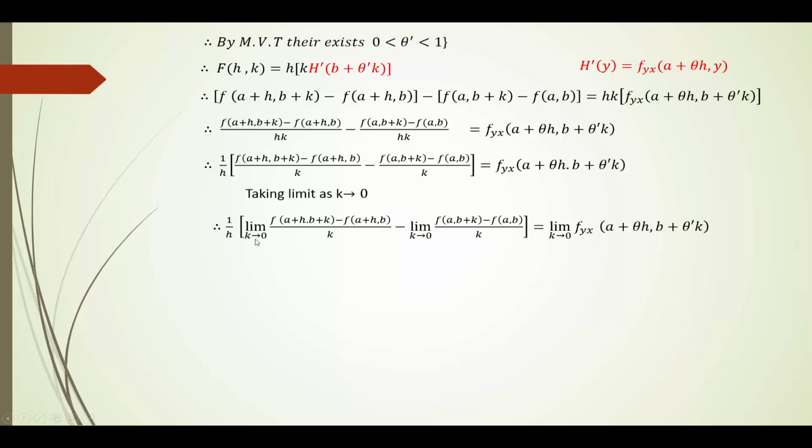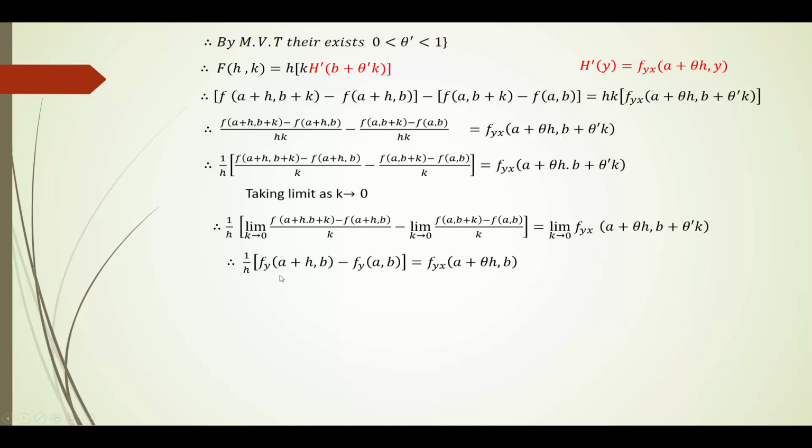This is the definition of partial derivative with respect to y, and this is also the partial derivative with respect to y. Therefore 1 upon h, this is fy, the partial derivative with respect to y, fy a plus h, b, because only the y coordinate changes, b plus k, b. The second term is fy a b. The first term is fy a plus h b, the second term is fy a b. On the right hand side, taking limit as k tends to 0, only b remains: fy a plus theta h, b.